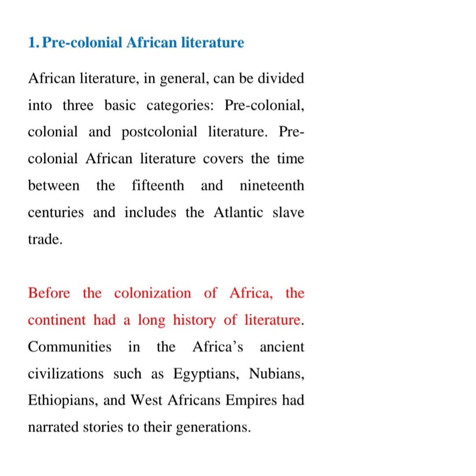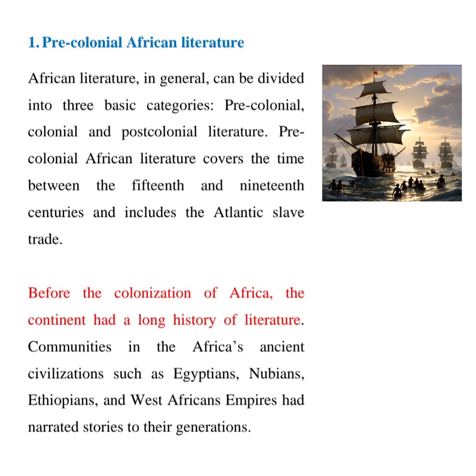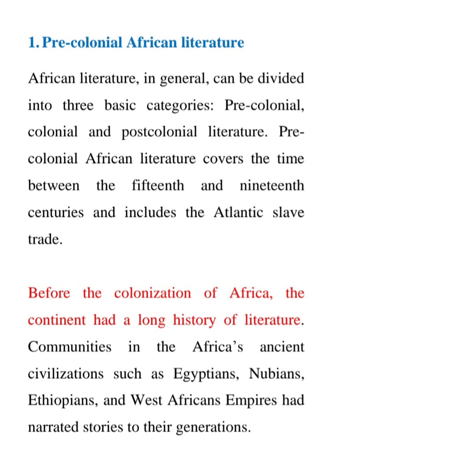African literature in general can be divided into 3 basic categories. And this is a point that we discussed in the first lecture, and I hope that you remember this point. Pre-colonial African literature covers the time between the 15th and 19th centuries and includes the Atlantic slave trade, when the foreigners came to Africa to do the slave trade, especially in the West African region. Before the colonization of Africa, the continent had a long history of literature.